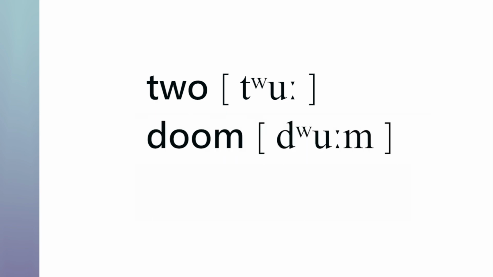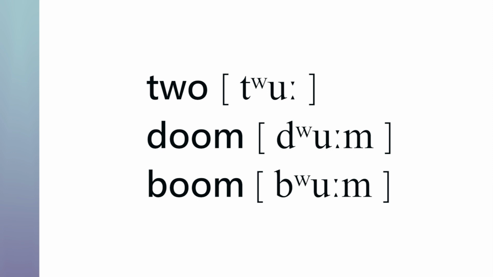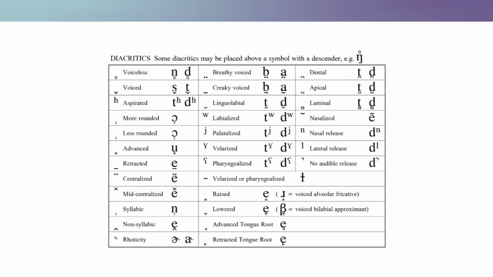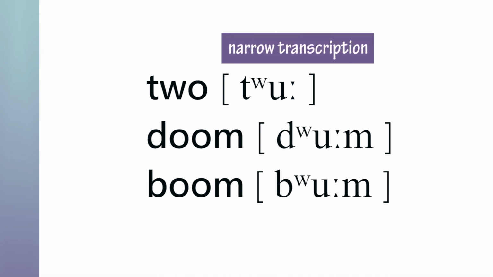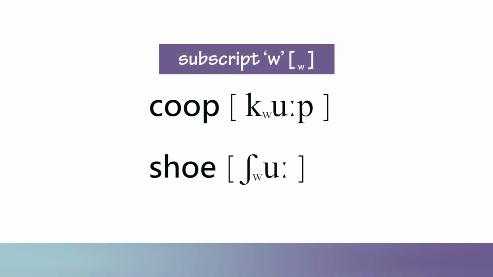What about doom or boom? When you learn secondary articulation and how to use a symbol, suddenly a great door opens to you and you learn that, oh, I can do a lot of narrow transcription myself, because now I know that I can transcribe secondary articulation and I know what the symbols are. You need to know that sometimes instead of using a superscript W, you may see a subscript W for labialization.